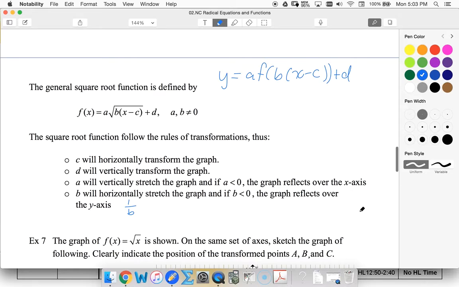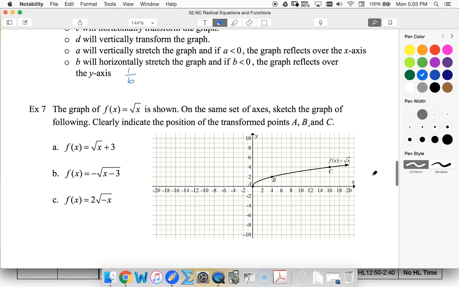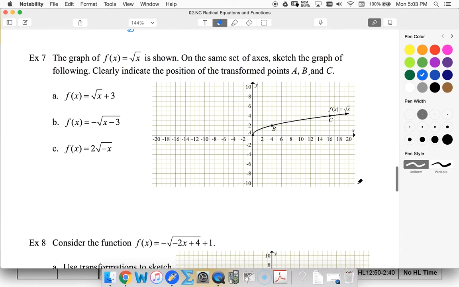So let's look at an example of doing some transformations of the square root function. So a is a shift up 3. So I'm going to take every point and move them up 3. So I'm going to call this a little a. I'm going to move b up 3: 1, 2, 3. So I'm going to call that b sub a.